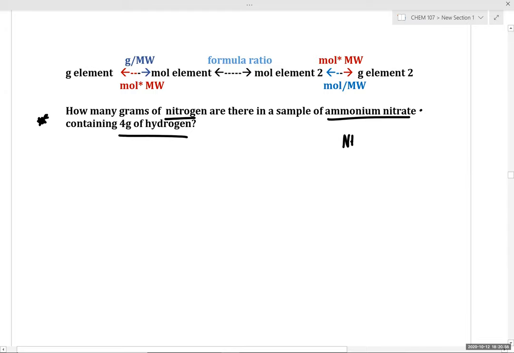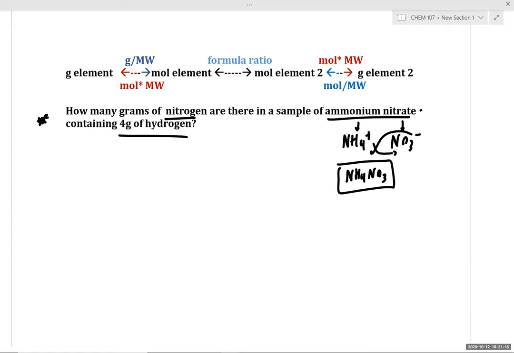Ammonium nitrate is a textbook ionic compound. Ammonium is NH4+. Nitrate is NO3-. We cross our charges, and that gives us NH4NO3. So now that we have the formula, we can think about how to execute on this problem.